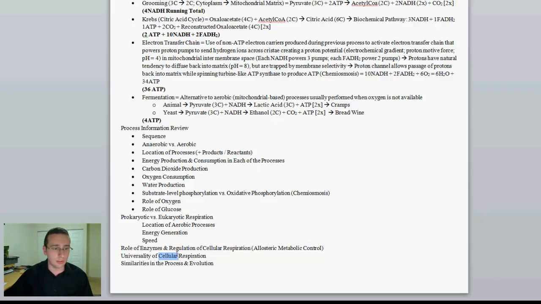You also have to know that there's a universality to cellular respiration, that all life forms tend to use it, and that indicates a similarity that hints at a common evolutionary link to all life forms on Earth.